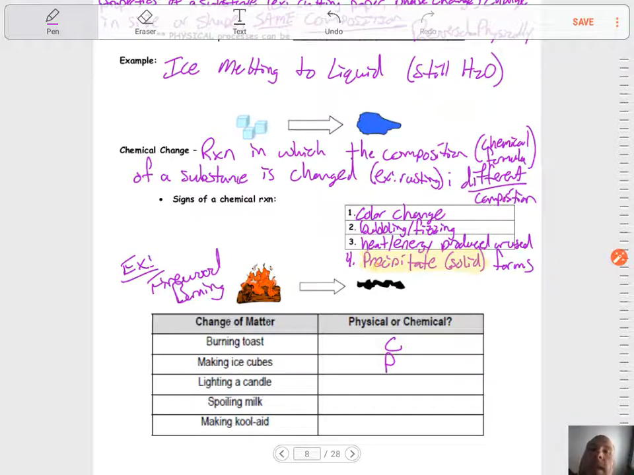This is where you can pause the video as I go through some examples. Try one or two on your own, then come back to check the answers. Lighting a candle, you're burning something. Anytime you burn something, it's a chemical reaction. Spoiling milk. Can you get that chunky lemon flavored milk back to its original state once you've let it spoil? Nope, it's a chemical change. Making Kool-Aid. Chemical or physical? Is there a reaction taking place? That's a physical change. You could get that stuff back to its original powder form if you distilled the water off.